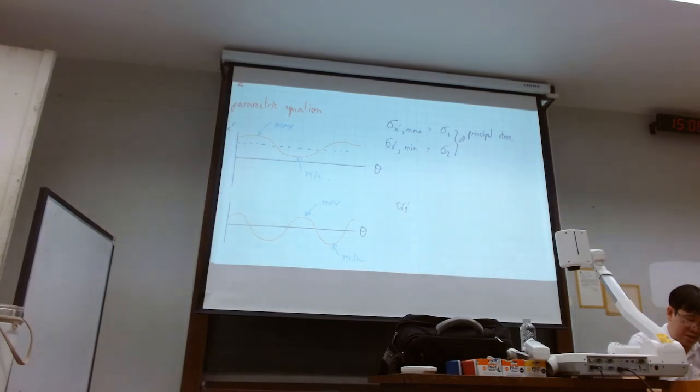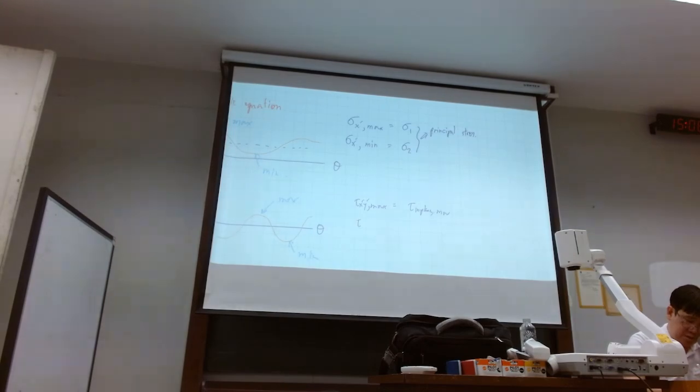Tau x prime y prime max, we're just going to say that this is going to be the in-plane maximum shear stress. That's going to be what we care about. Tau x prime y prime minimum, we don't really have a word for it, but sometimes we just call it the in-plane minimum stress.